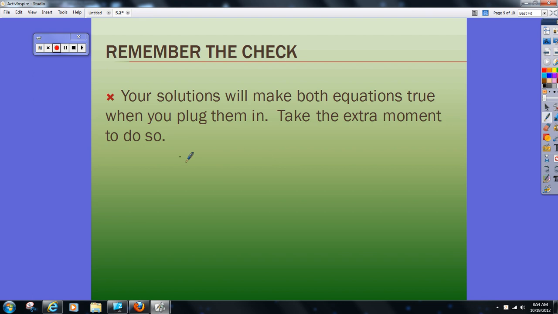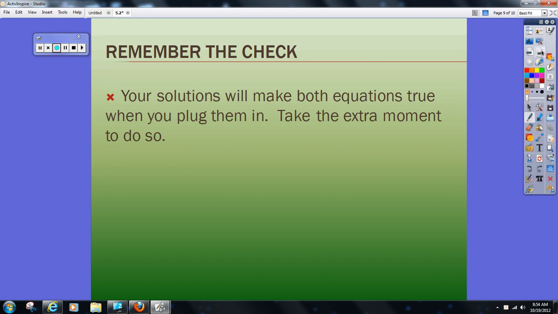Remember to check. This is really important. Your solution is going to make both equations true when you plug them in. So after you get an answer, you should really take that extra time and plug it back into each equation to make sure it's accurate. You might not do that on every homework problem, but for sure on tests and quizzes, make sure that it makes sense and that when you plug it in, you were accurate.